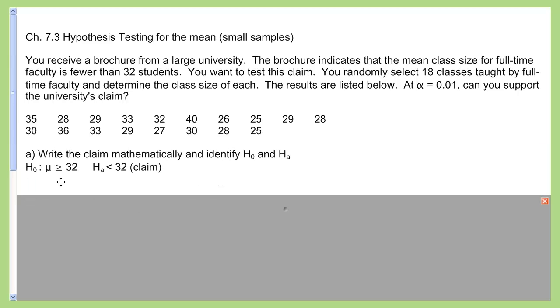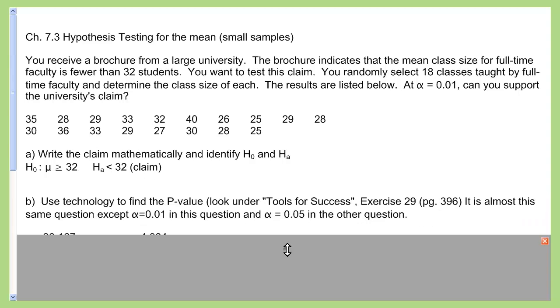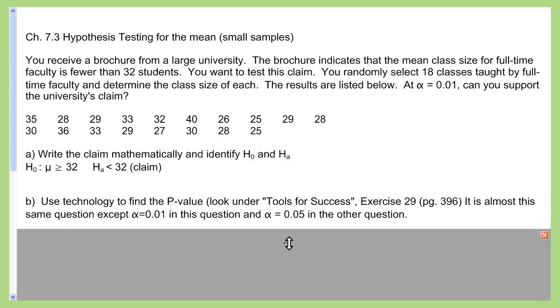Here's your claim, because it says here fewer than 32 students. So remember, the null hypothesis always has equal, so this has got to be the alternative hypothesis, and that's going to be your claim. H_A is less than 32. And I want you to use technology to find the p-value, because that's so much easier.